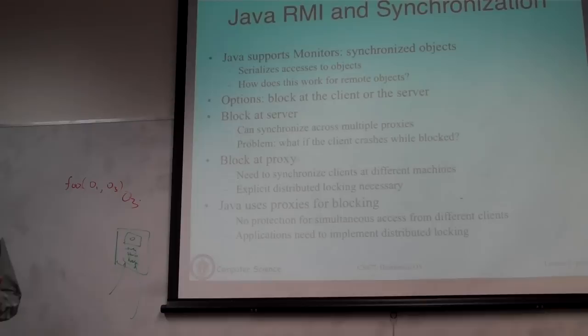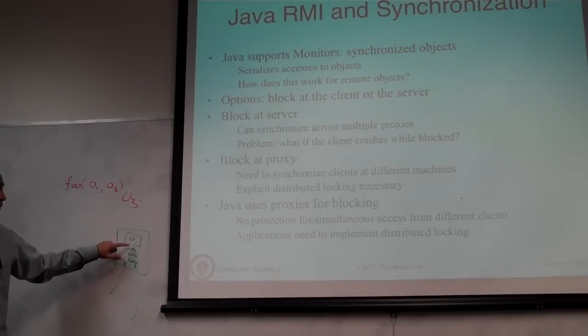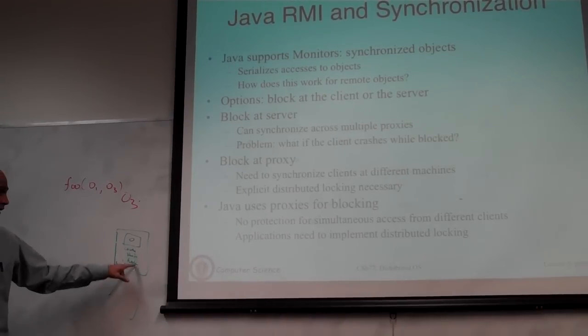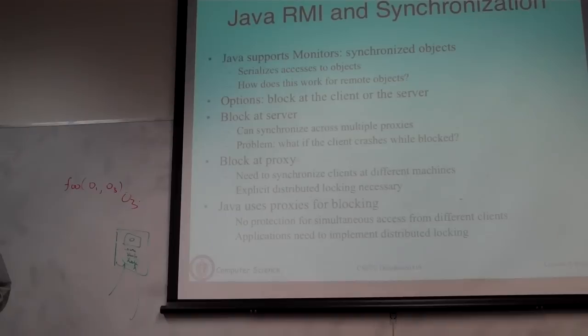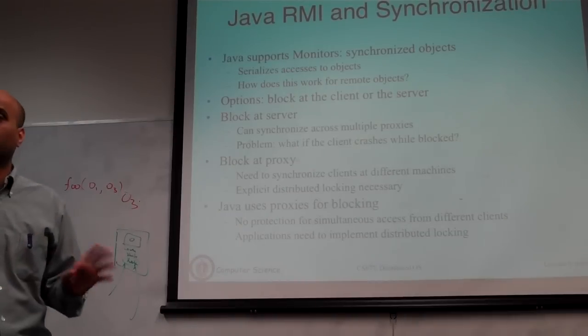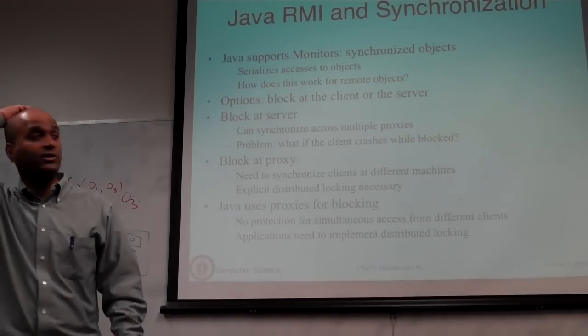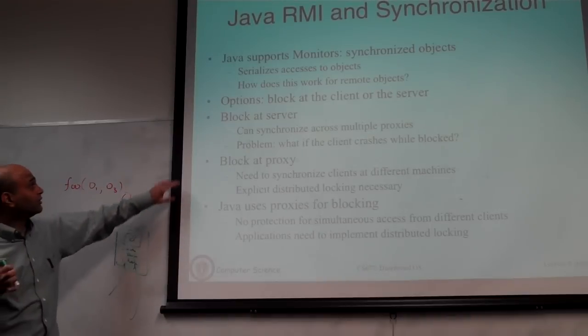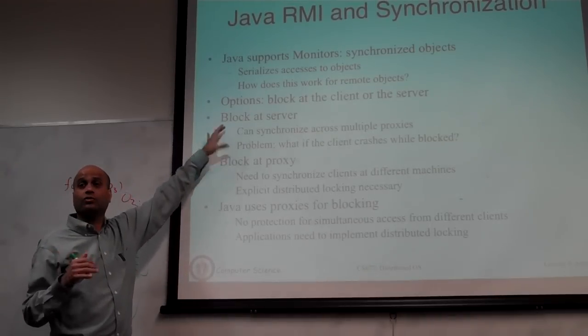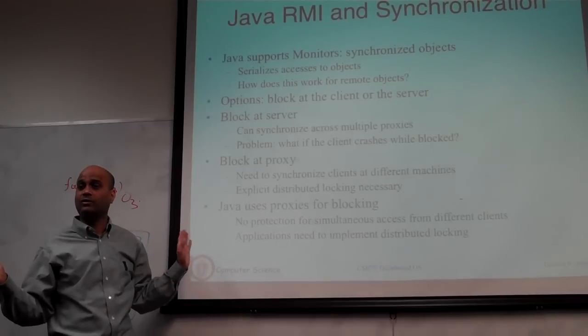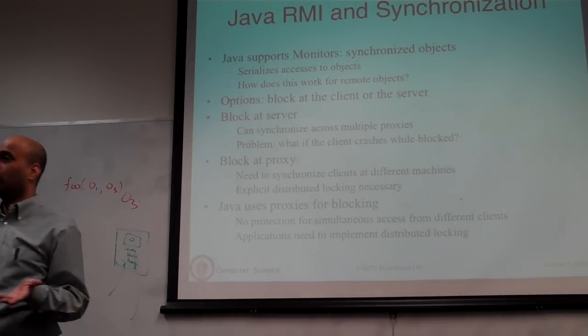So this is essentially centralizing the lock at the server side. The first request that comes in grabs the lock, and while that request is executing, other RMI calls that are trying to access similar methods that require synchronization are going to block. This is the simplest implementation of a lock. So this says block at the server. You can synchronize across multiple clients, though some clients might have to wait if the lock is in use.